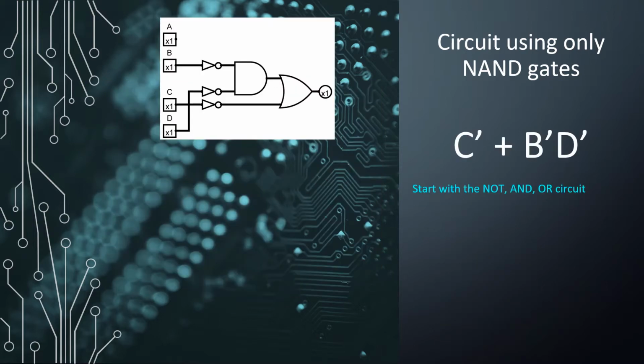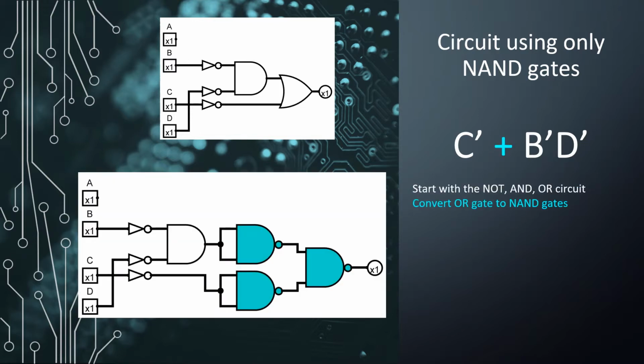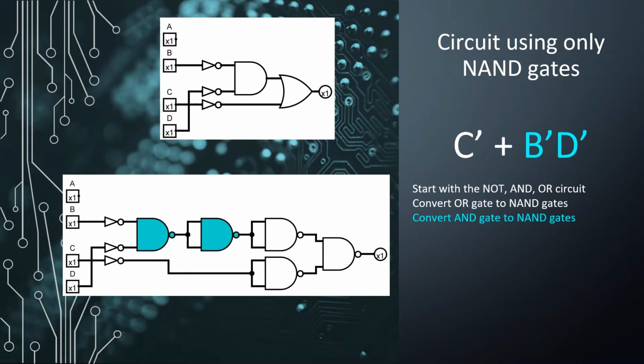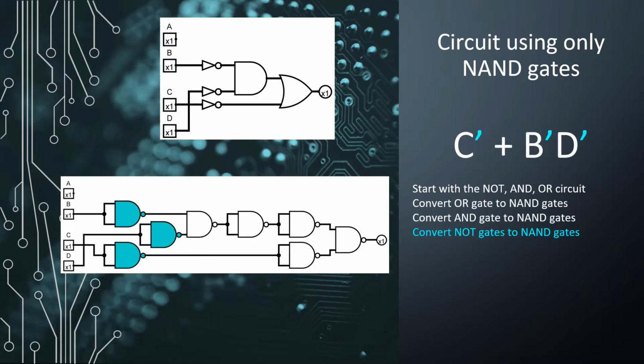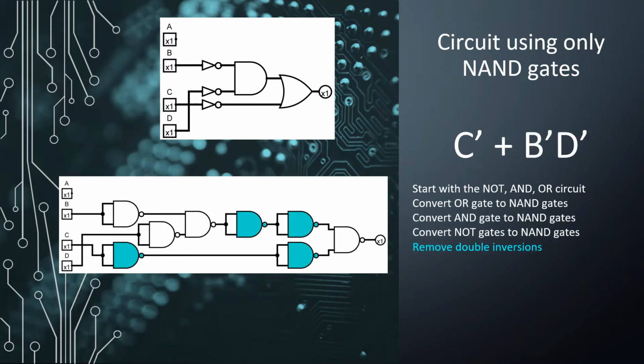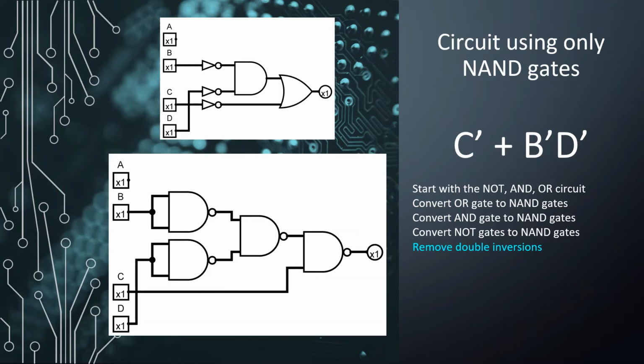We can replace the gates from the first circuit with NAND gates. First the OR gate, then the AND gate, and finally the NOT gates. Don't forget to remove double inversions. Here is the resulting circuit using only NAND gates. Because we now have only NAND gates, we can significantly reduce the amount of ICs in a physical circuit.